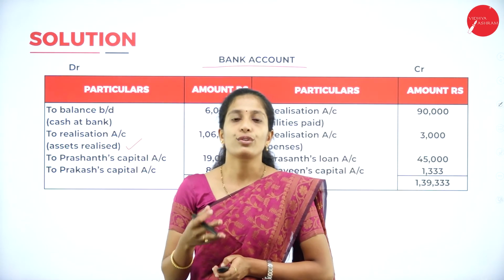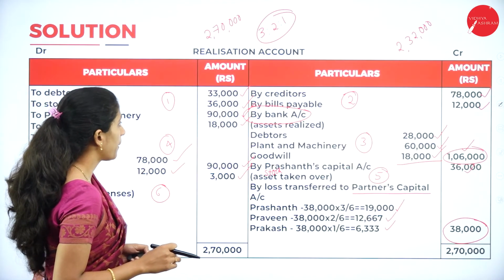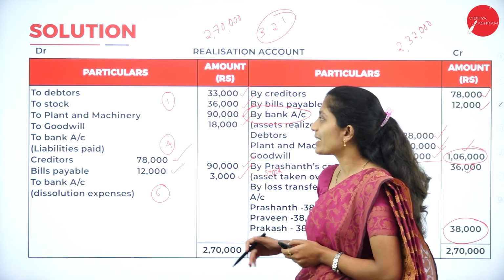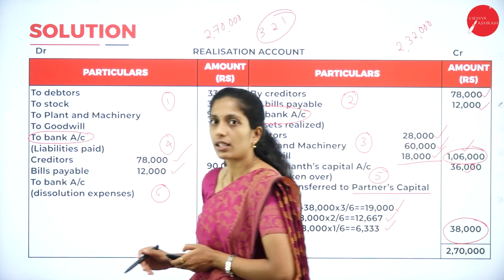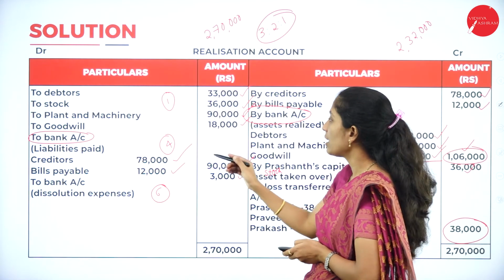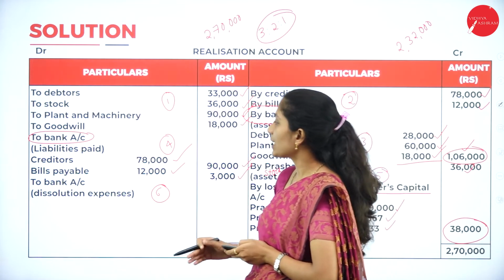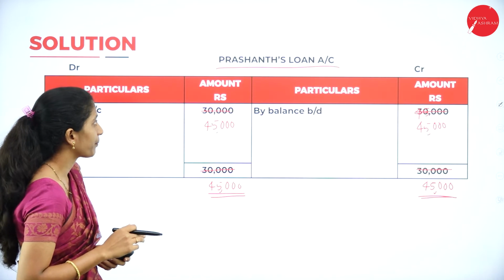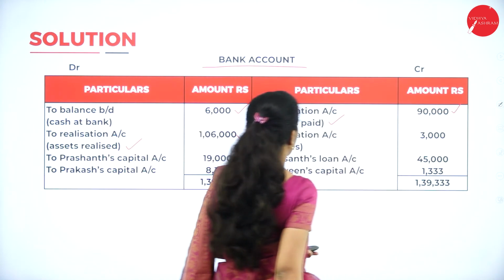Okay. Now again go through the realization account. Check whether any other amount is transferred to the bank account. On the credit side there is no other such account. Come to the debit side. For liabilities paid, we have to bank account. Correct? Your entry will be realization account debit to bank account. How much? 90,000. So in the bank account, record by realization account, 90,000, in brackets liabilities paid.